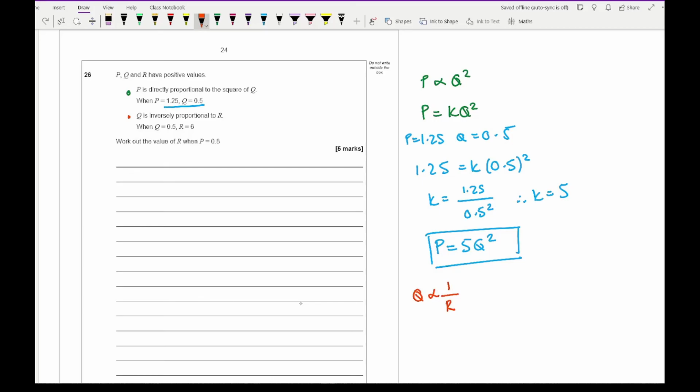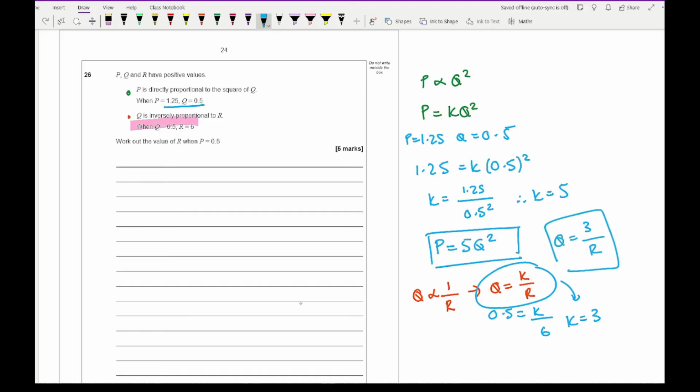Now again, going through the notions, I've got Q is equal to K over R, and then substituting in these values here to work out what my second value of R is going to be. So here I've got 0.5 equals K over 6. So K is going to be equal to 3. So looking at this formula and substituting the K value in, I get that Q is equal to 3 over R. Now what I'm going to do is use a combination of those two formulas.